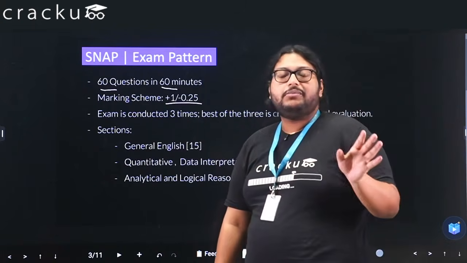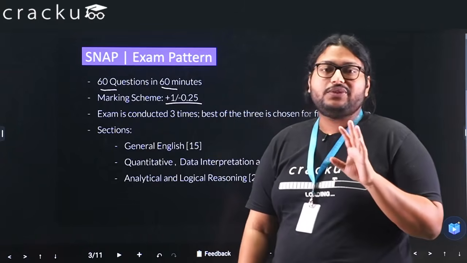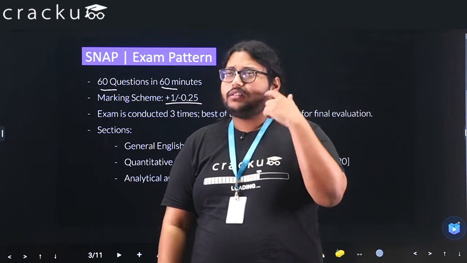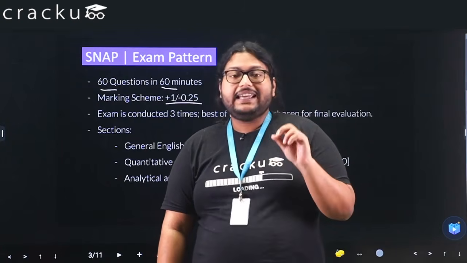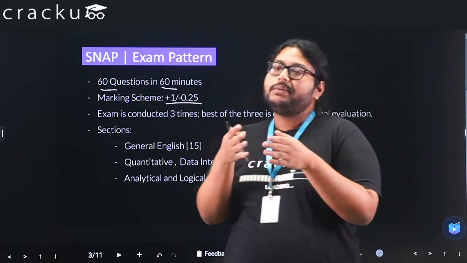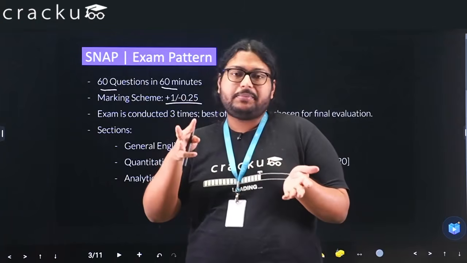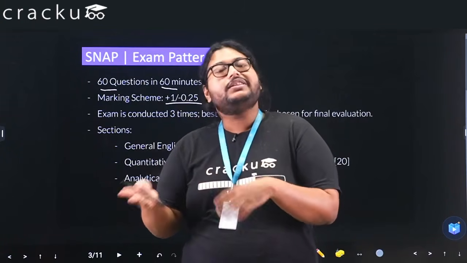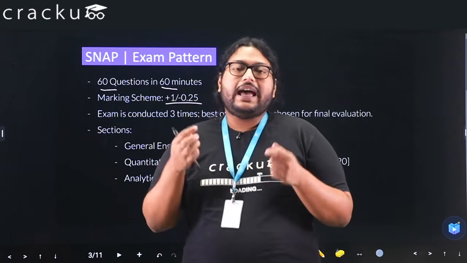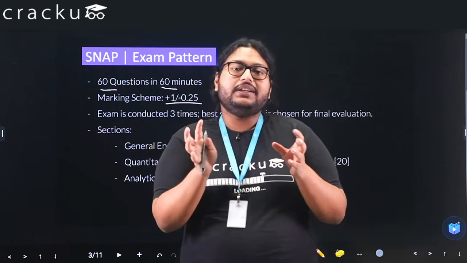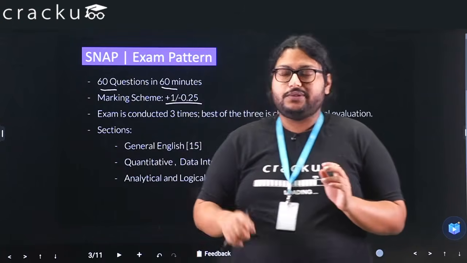There is no normalization, unlike CAT. So because the paper is conducted thrice, you can choose paper 1, paper 2, paper 3, all three of them you can choose to appear in. And the best score that you get in all of these three will be chosen as your final score.